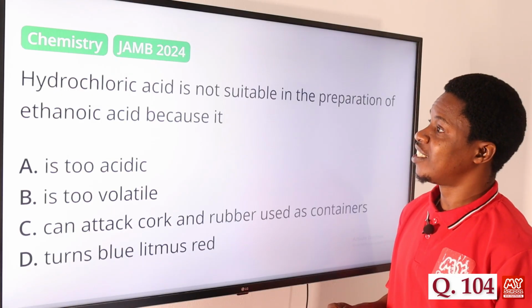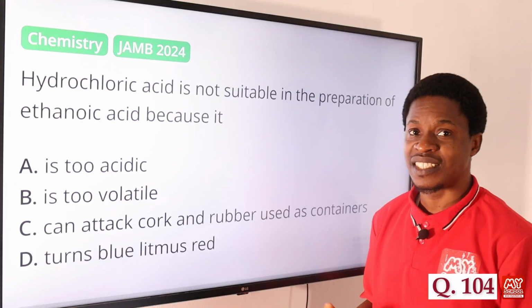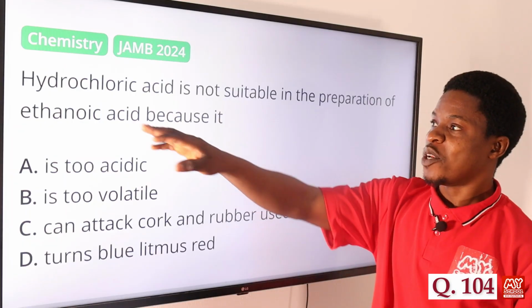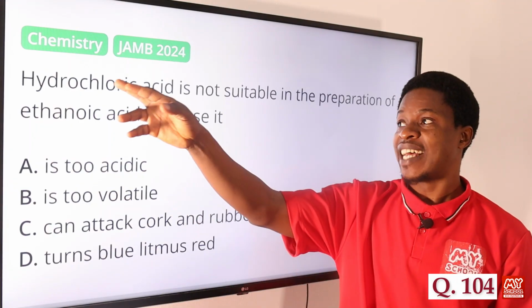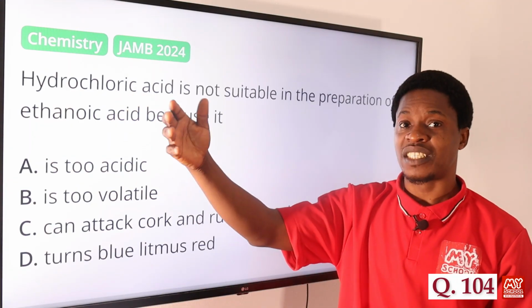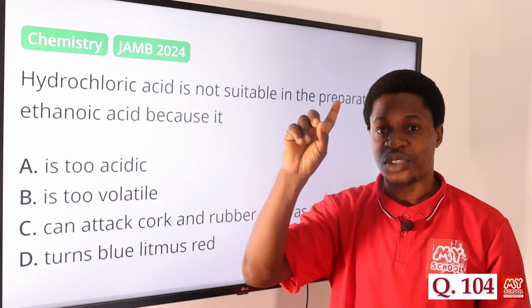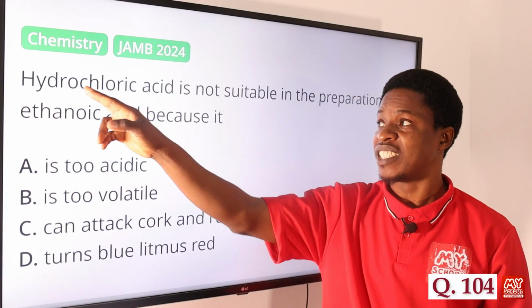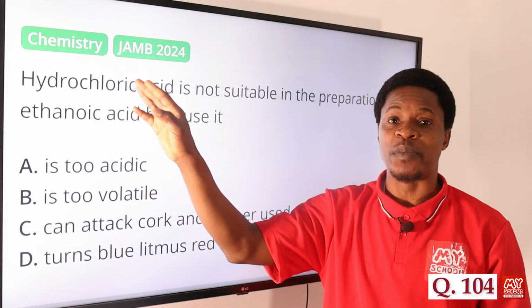Hydrochloric acid is not suitable in the preparation of ethanoic acid because it's what? Yes, we know that hydrochloric acid is a strong acid. It has a basicity of 1 because the number of replaceable hydrogen ions here is just 1. So H plus by the time you write the dissociation. If you dissociate this in water, it's going to dissociate completely.